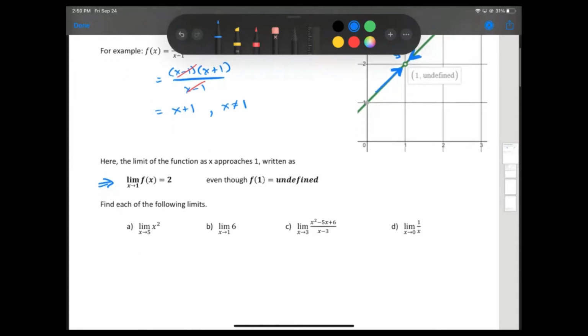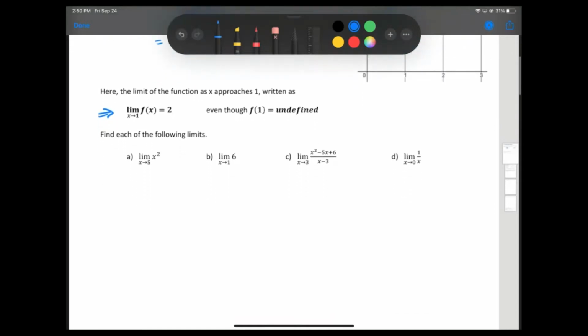So let's just start by looking at the limits of some pretty straightforward functions. The limit as x approaches 5 of x squared. Well, is x squared defined at x equals 5? Because if it is, that will be the limit as we get there. And it is, so we just say that that's equal to 25.